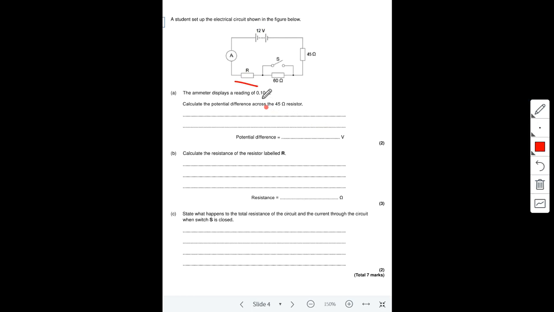So first thing is they all are connected. These three resistors that you can see, R, 60 and 45, are they connected in series or parallel? Series? Yes, that means current remains the same, and it's given that the ammeter displays a reading of 0.1, which means current here should be 0.1 amps, current through this is 0.1 amps, and current through this is 0.1 amps, right? Yes.